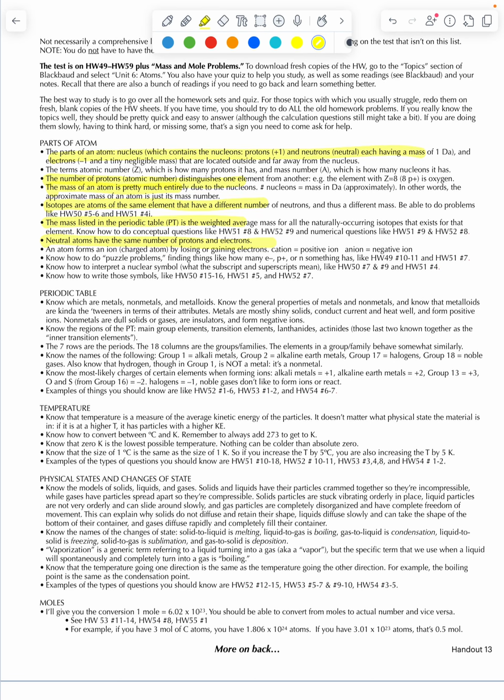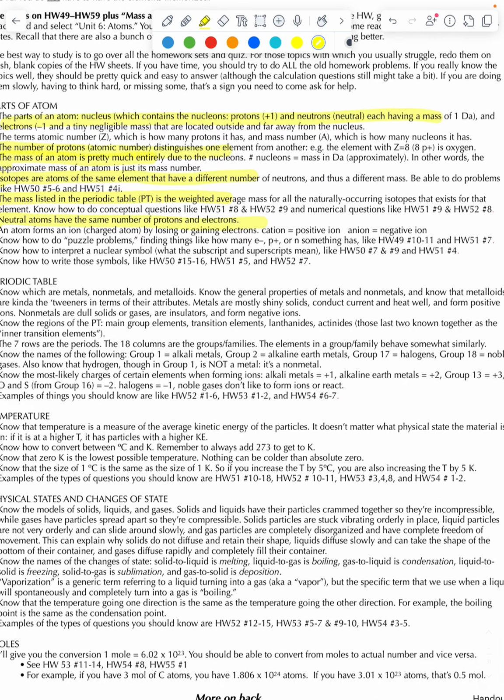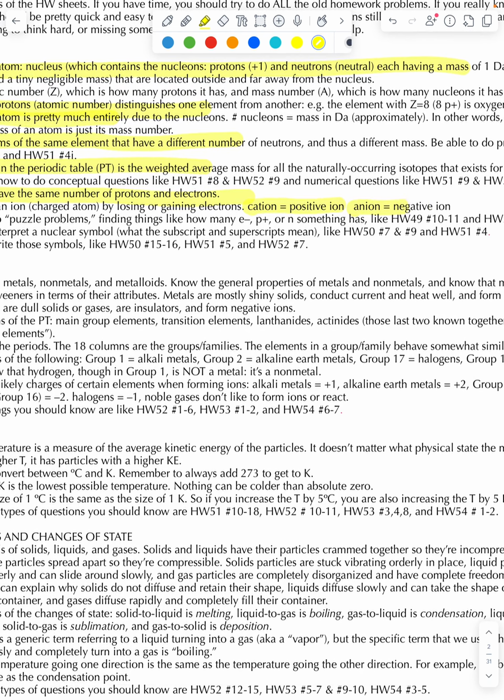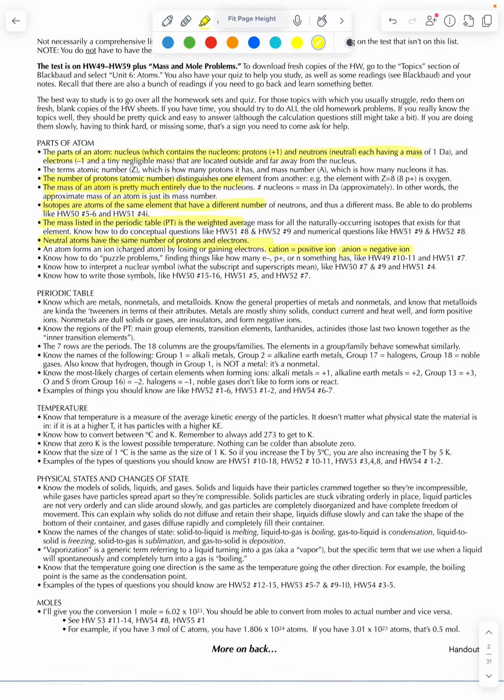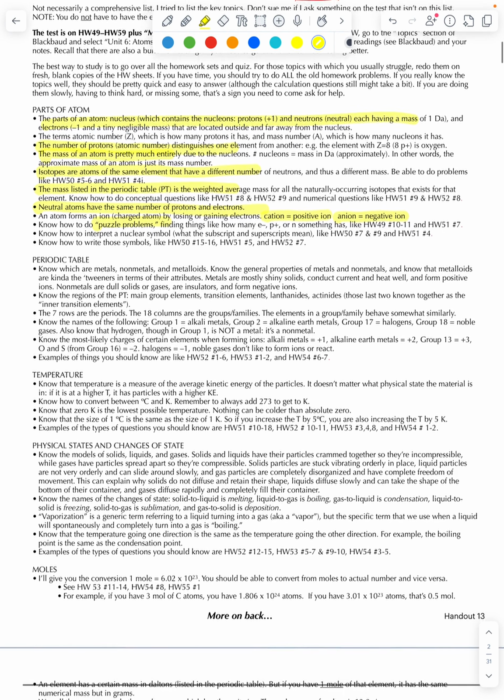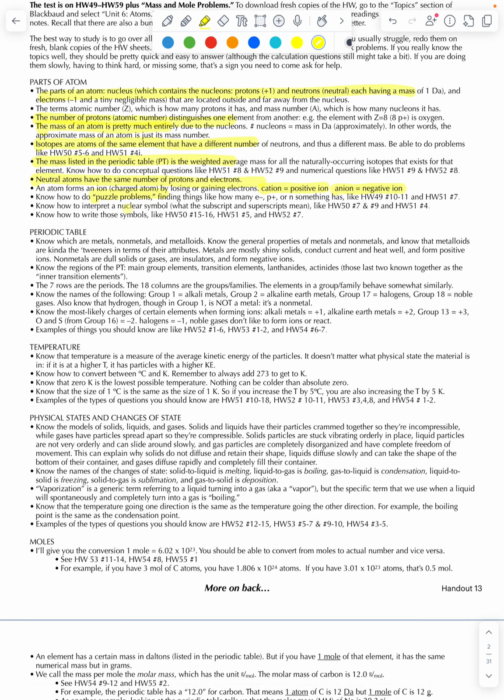And then here are 2 terms you probably will need to know. I'm not positive, but just be ready. Remember that a cation is a positive ion and an anion is a negative ion. So write those down if you don't think you'll remember. I'll show you what I mean by these puzzle problems once we get to the problems. It's like where I give you the number of electrons and the neutrons and ask you for which element it is, things like that. So don't worry about that. I'll show you what I mean by that when I get down to the problems. Similarly for this one, know how to interpret this nuclear symbol or write the symbol.